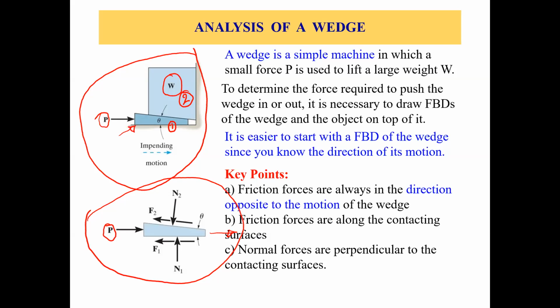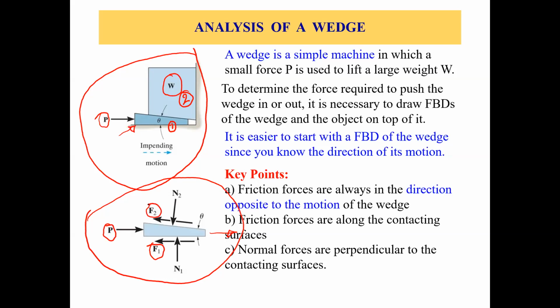Now we know this force P. Maybe we know the magnitude, or maybe it's unknown and we need to find it, but at least we know the direction of this force. So we know that this wedge is moving towards the right. Where would the friction force act, what will be the direction of the friction force? We have two friction forces acting on this wedge, this guy F1 and this guy F2.